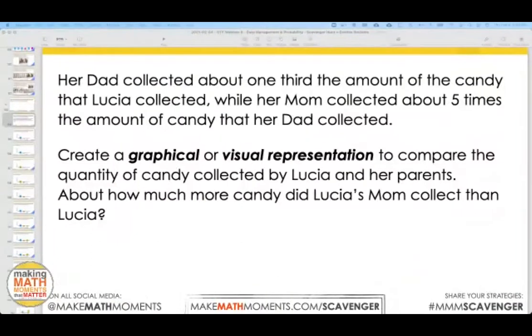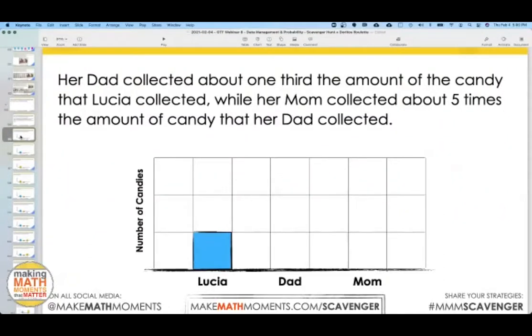Yep, super cool. So with this consolidation prompt, the students then get this opportunity to explore, as we had mentioned, only comparing. So what we're hoping students would be able to come back to us with, maybe not with all the details on a graph, but starting to form this idea of what a bar graph might look like and sound like. Again, we don't know how many Lucia collected, and her mom collected 5 times the amount of candy that her dad collected, but her dad collected 1/3 the amount of candy that Lucia collected.